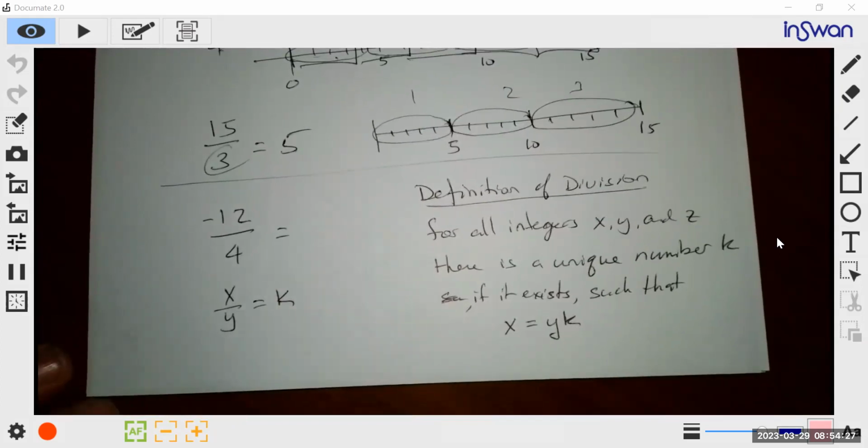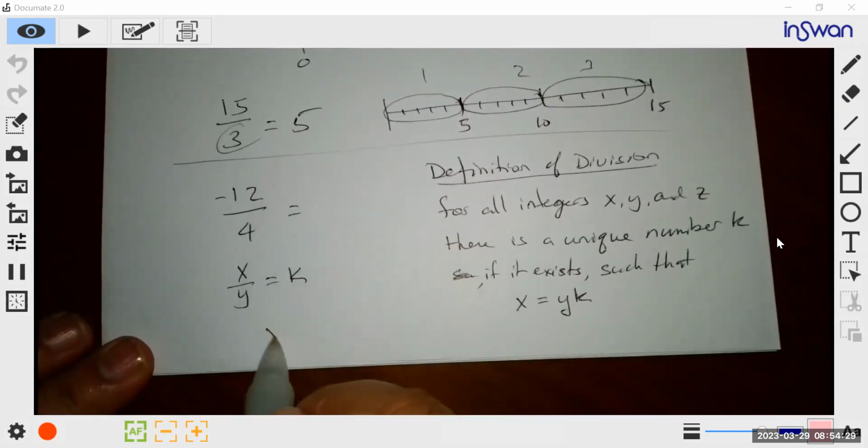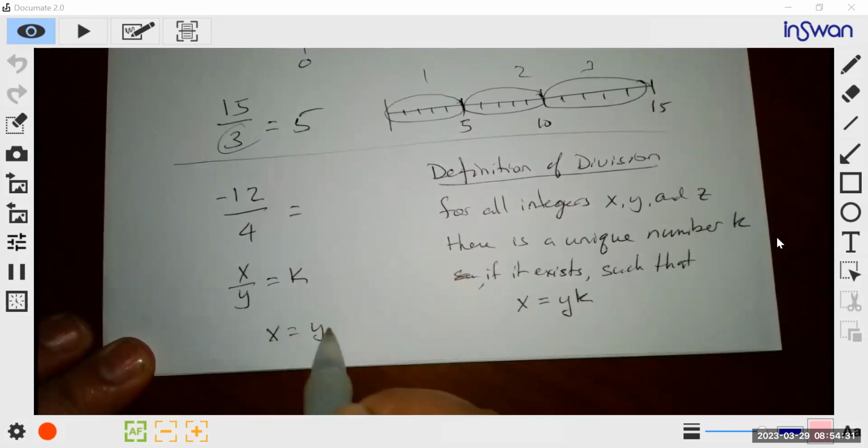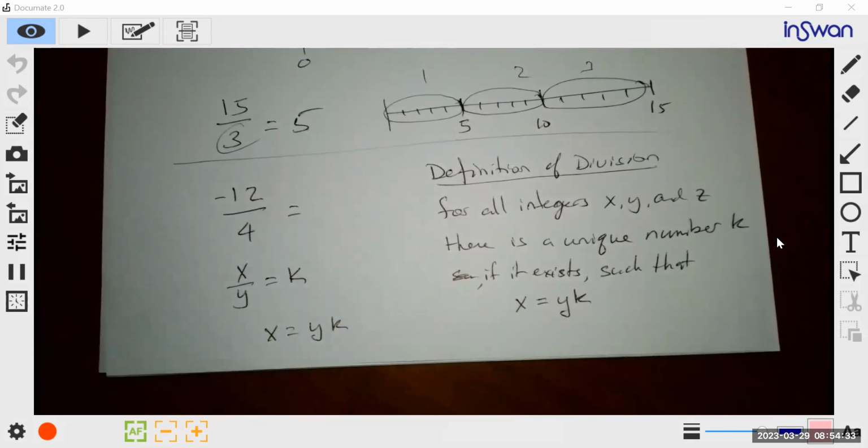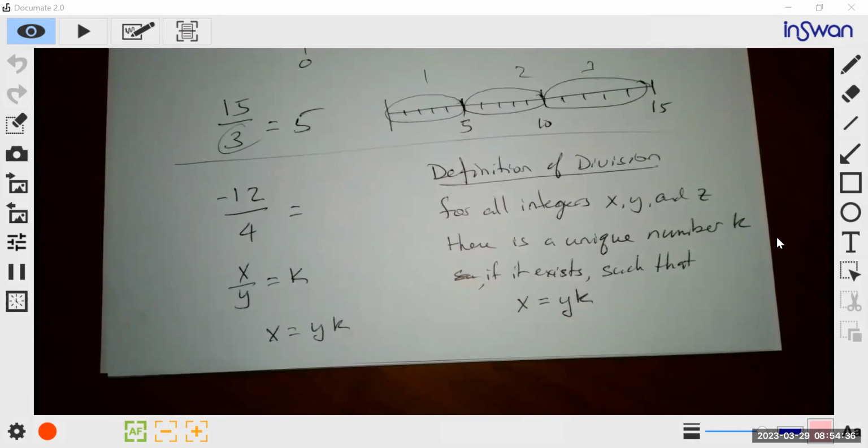There's some unique number such that if I can find a number multiplied by the denominator that gives the numerator, then division exists and you have a whole answer. If not, then you have a remainder, and that's another topic.